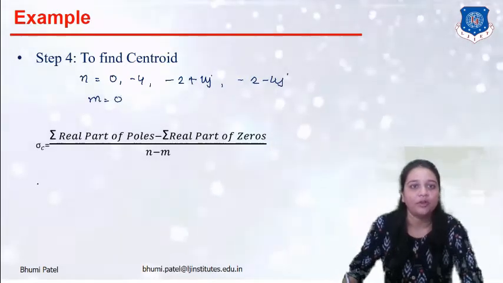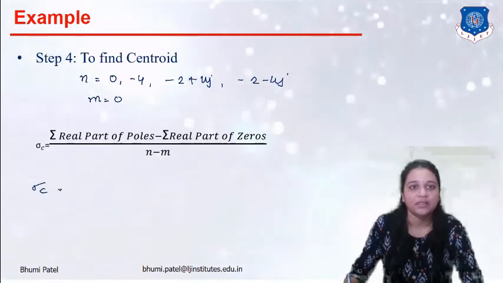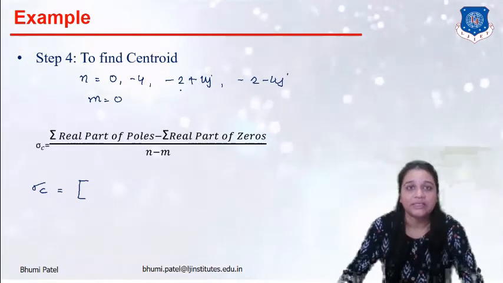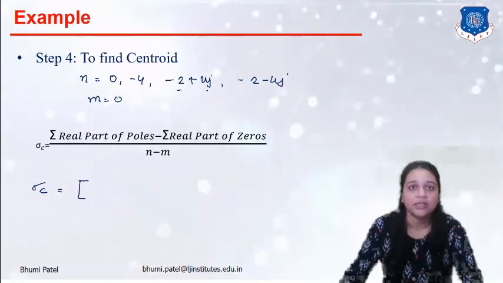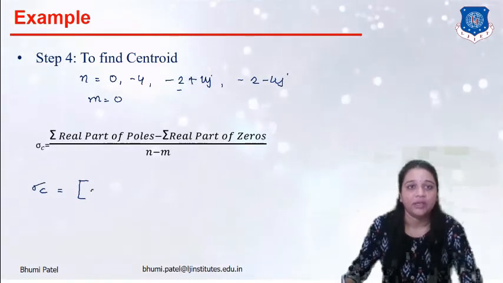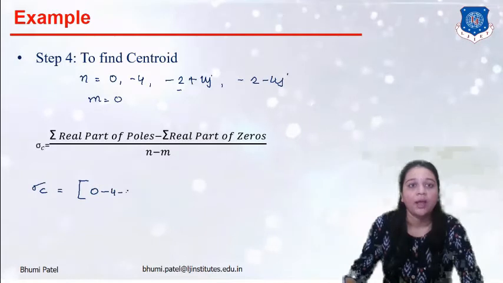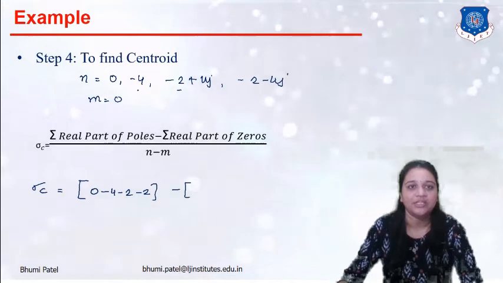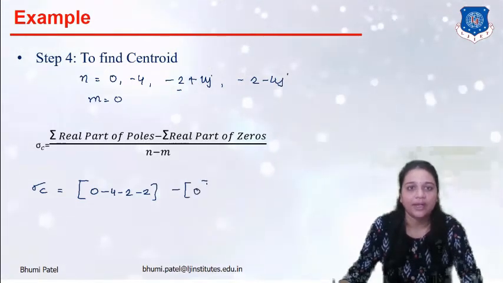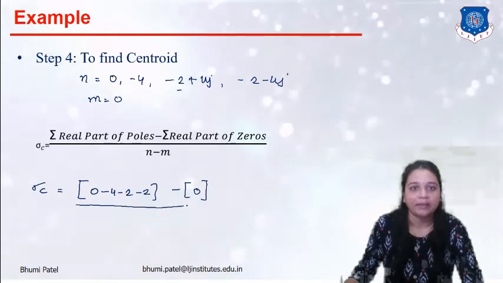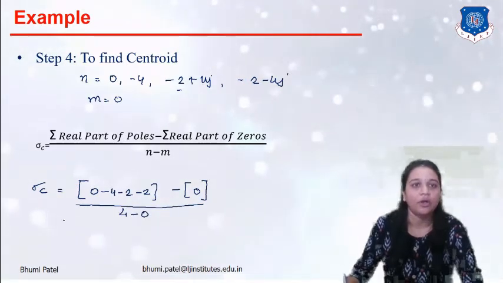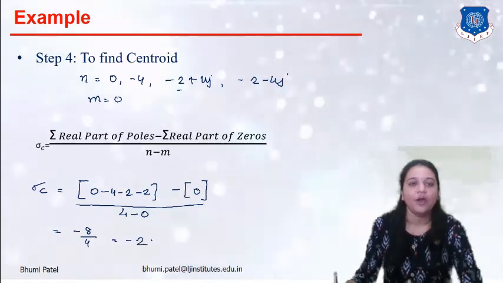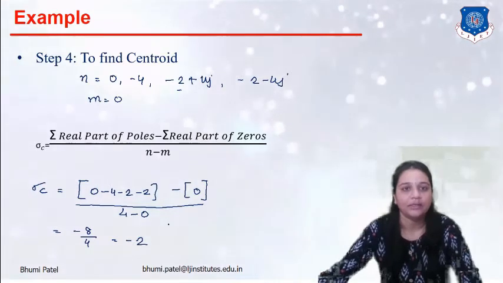So put the values of the poles and zeros in this equation. For the summation of the real parts of the poles, we consider only the real values, we cannot consider the imaginary values. So it becomes 0, minus 4, minus 2, minus 2, minus the summation of the real parts of the zeros. The value of the zero is 0, divided by n minus m, that means 4 minus 0, which is minus 8 divided by 4. So we can get the value of centroid is equal to minus 2.